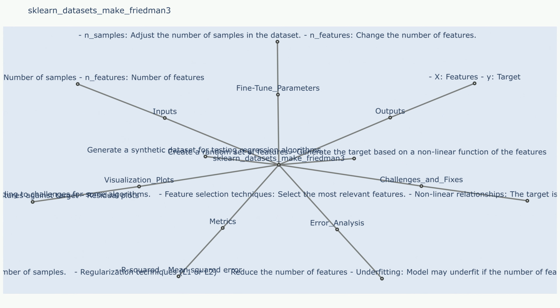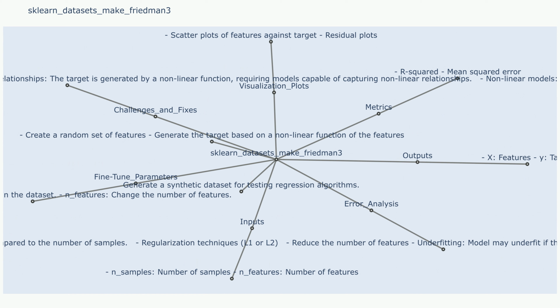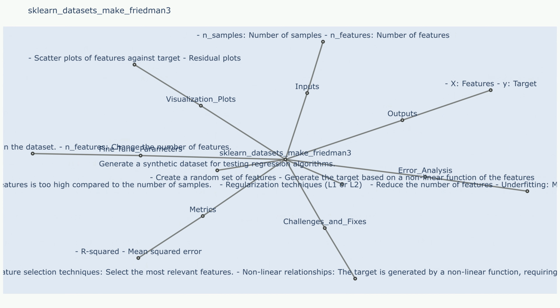Challenge 3: model selection. Choosing the right regression model for the dataset is crucial. Sample use case: a linear regression model might not be suitable for a dataset with strong nonlinear relationships. Fixes: experiment with different models, e.g. decision trees, support vector machines, neural networks, to find the best fit for the data. Feature engineering can be used to create new features that better capture the underlying relationships in the data.